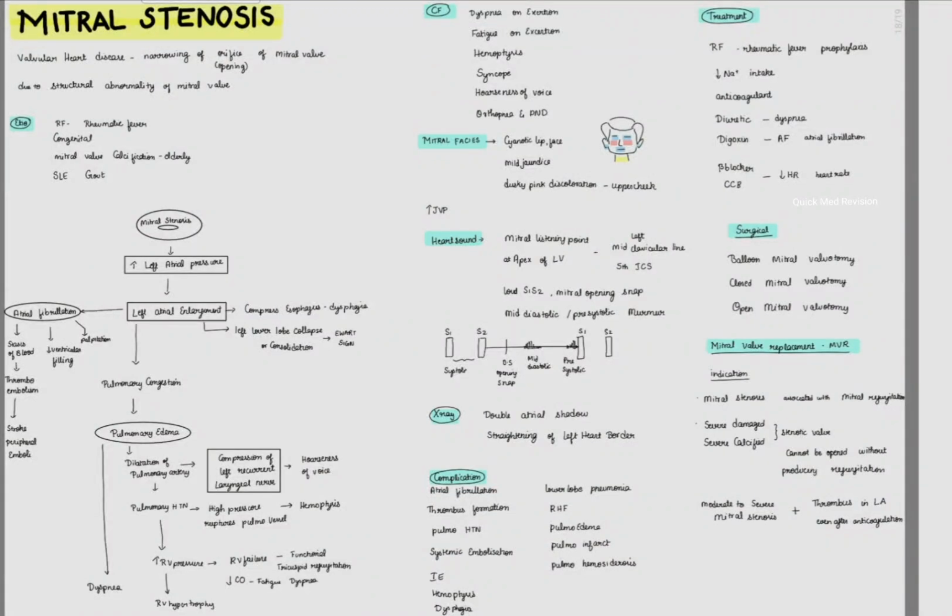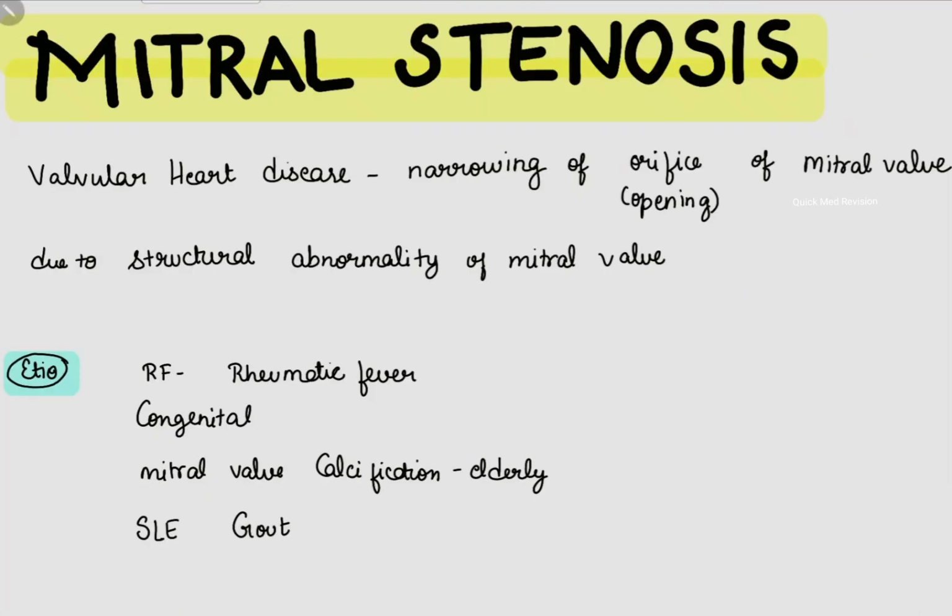Mitral stenosis is valvular heart disease in which there is a narrowing of the orifice of the mitral valve due to structural abnormality of the mitral valve. The etiology includes rheumatic fever, it may be congenital, there may be calcification of the mitral valve in the elderly, SLE, and gout.